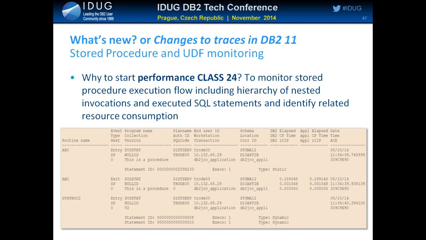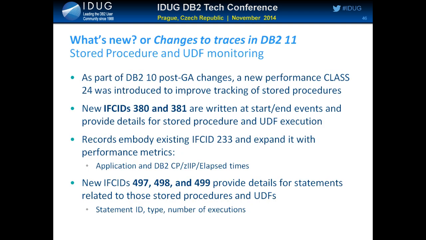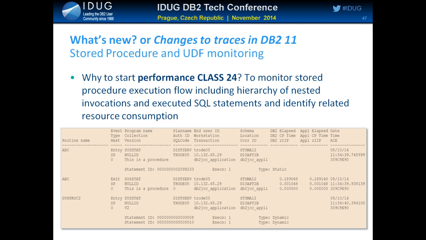And those are in class 24. Unfortunately, class 24 only includes stored procedures. So if you start that, I suggest you add the rest of the IFCIDs, 381, and I think this one, 499, that captures information about UDF. They're not part of the class, but you can always specify the IFCIDs, and then you will get it.